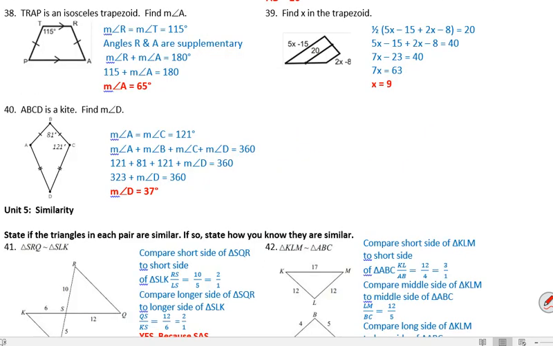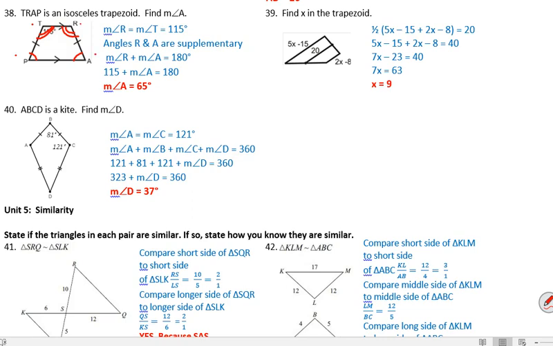Number 38 says trap is an isosceles trapezoid. Find the measure of angle A. What we should recall here is that P is congruent with A and T is congruent with R. The sum of all those angles has to be 180, but also the angles at T and P, when I add those together, they're supplementary.